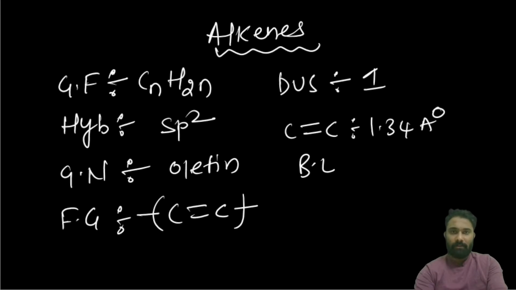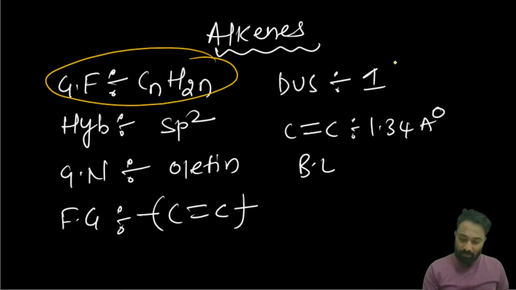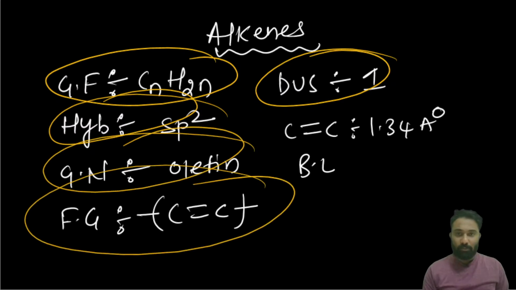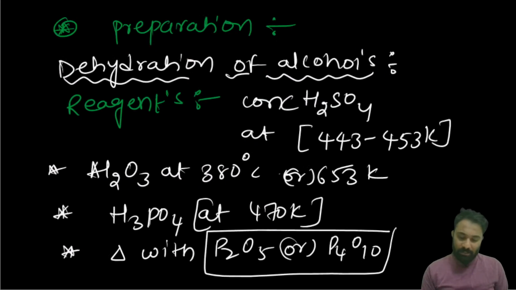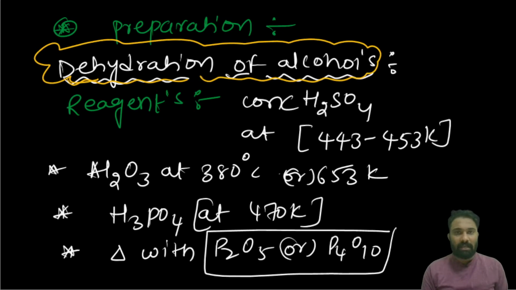Done. Now in the preparations of the alkenes, first we have seen the general formula of the alkene. Now degree of unsaturation, hybridization, olefin and the functional group we have seen. Now here we have different methods for the preparation of the alkene. In that, the first preparation method is dehydration of the alcohol. This reaction we are going to see repeatedly in alkyl halides, aryl halides as well as alcohols, phenols, ethers.